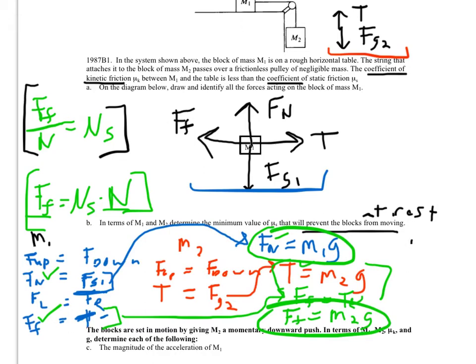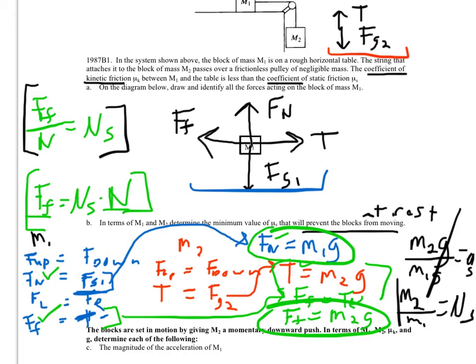Ff, the top part, is m2g. Fn is m1g. That equals mu s. Oh, look at this. The g's cancel. And I've got m2 over m1 equals mu s. Fascinating. Isn't that cool? Alrighty, there we go. Part B done.